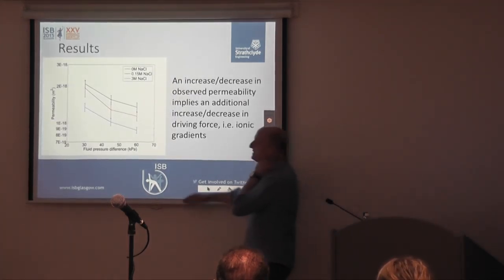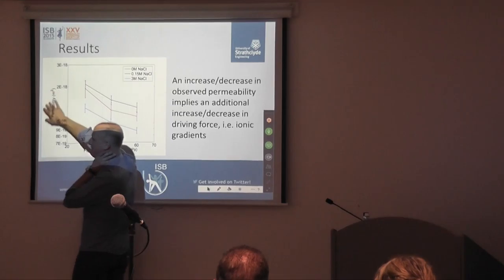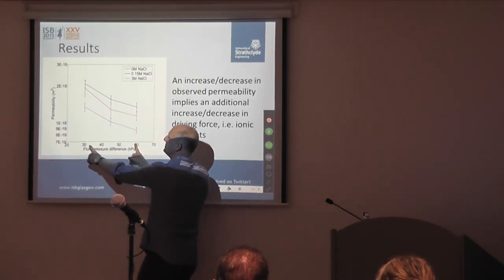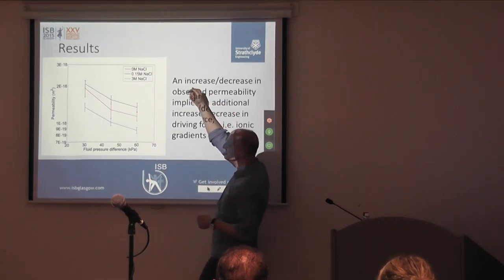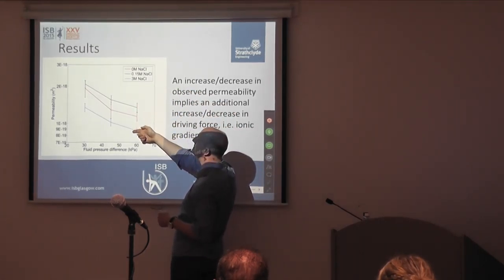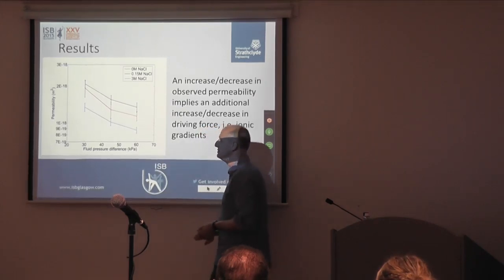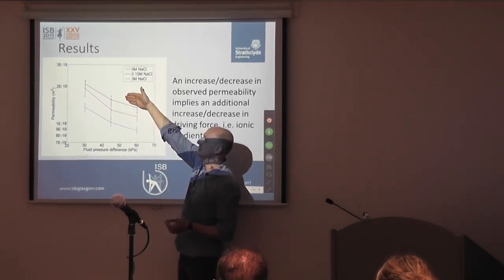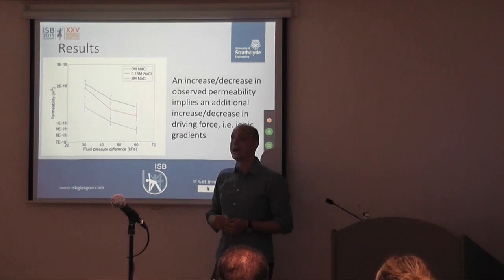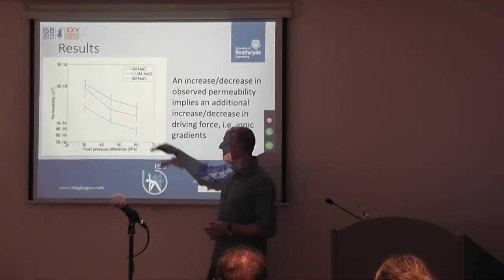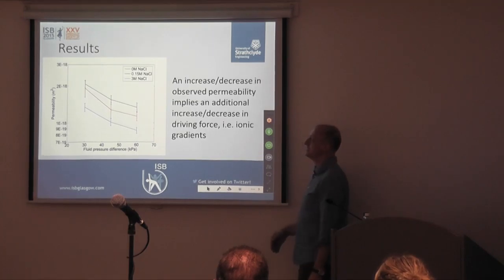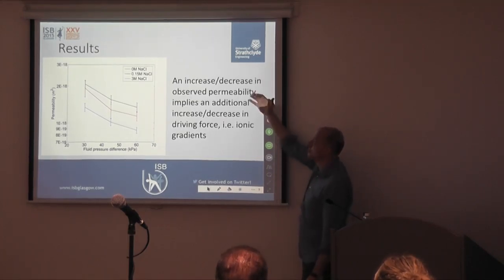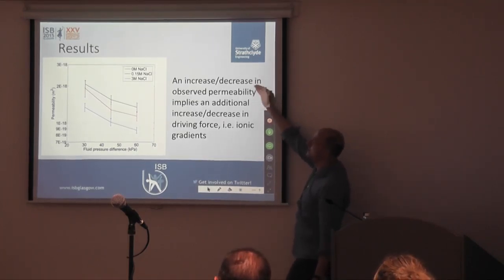This is apparent permeability, and this is the fluid pressure which we applied across the tissue. For the different molar NaCl solutions that we permeated through, we got different apparent permeabilities. And we think the only way that this can be explained is through quadriphasic theory.